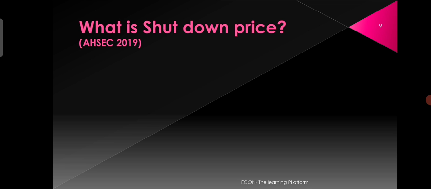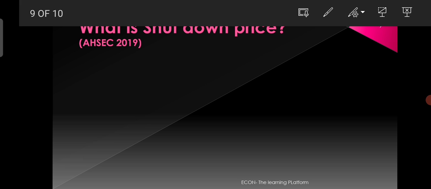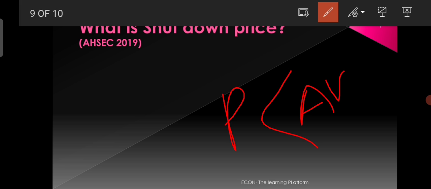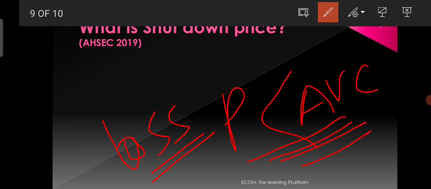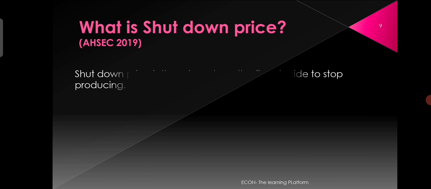What is shutdown price? Now, there is a shutdown point and shutdown price. The shutdown price is the condition and price where the firm will decide to stop producing. A firm will decide to stop producing when price is less than AVC, average variable cost, because at this point the firm will be making a loss. So at that point the firm will decide that they will not continue further production and they will stop producing. This is called shutdown price. You can write the answer like that: shutdown price is the price where the firm decides to stop producing.